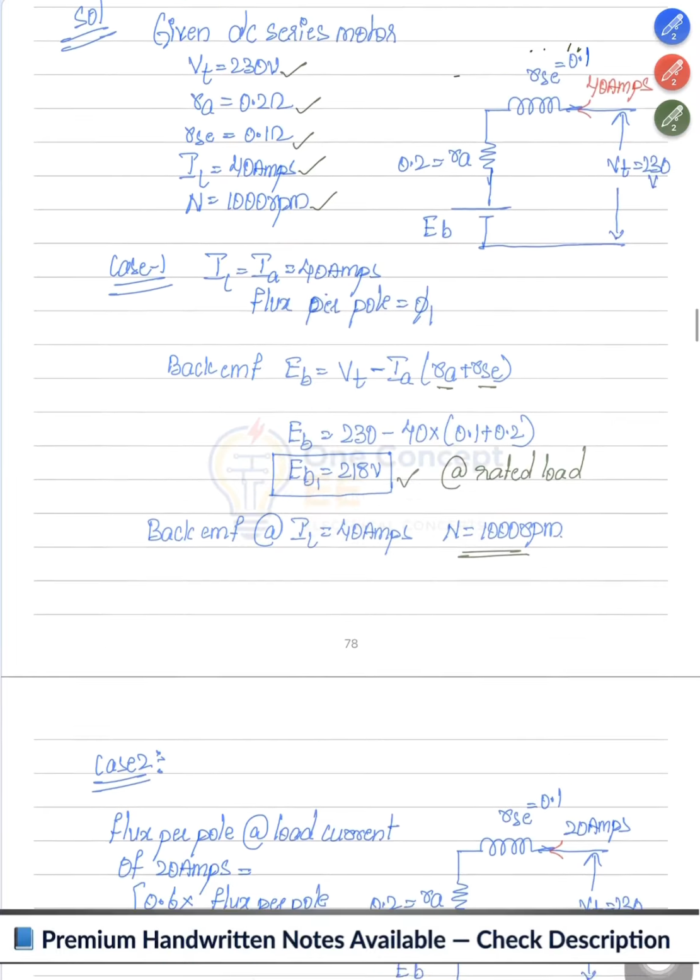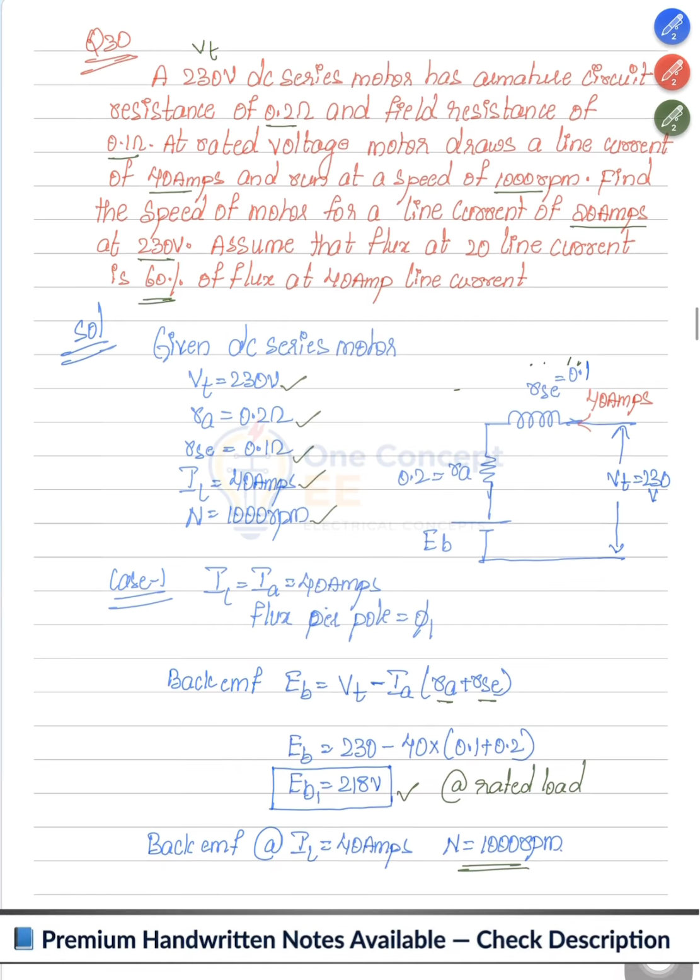This is a very basic question. Mainly, the concept involved in this particular question is field flux control. You see, by reducing the field flux by 40%, the speed increased from 1000 rpm to 1712 rpm.